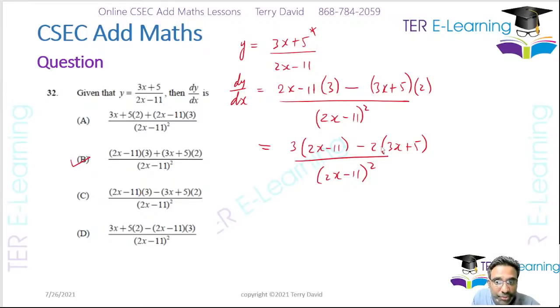Hold on, let me just double check and make sure. Oh no, sorry, not B. We have a minus sign in between here. The answer is C, right? It's C.